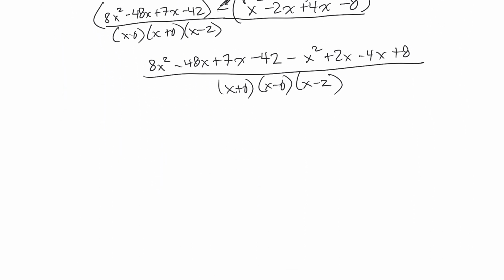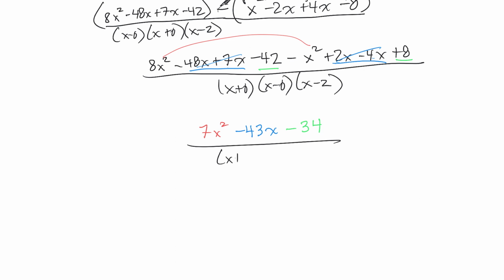Now, to collect like terms on the top, 8x squared minus x squared, those are like terms, so subtract, that'd be 7x squared. And then the x's: minus 48 plus 7 is minus 41, plus 2 is minus 39, minus 4 is minus 43, I think. Okay, so those are all taken care of. And now I just look at the minus 42 and a plus 8. I think that's minus 34. Okay, all over my lowest common denominator.